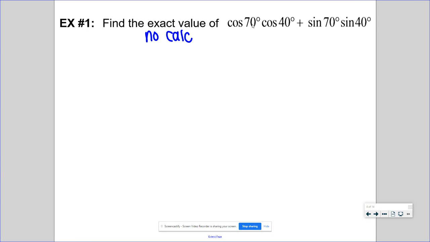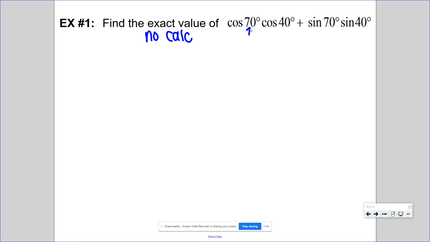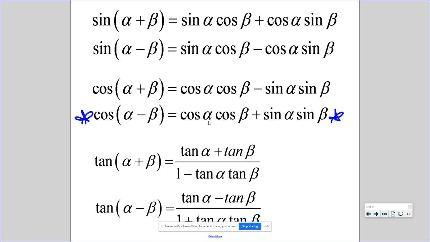So do you see how we have cos times cos plus sine times sine? Look at this equation right here. Do you see how this equation has cos times cos plus sine times sine? Okay, here's the other thing that's important. This angle matches this angle, so we'll call those both alpha. And this angle matches this angle, so we can call both of those beta. Okay, so that means that I can apply this sum and difference formula to help me solve the problem.